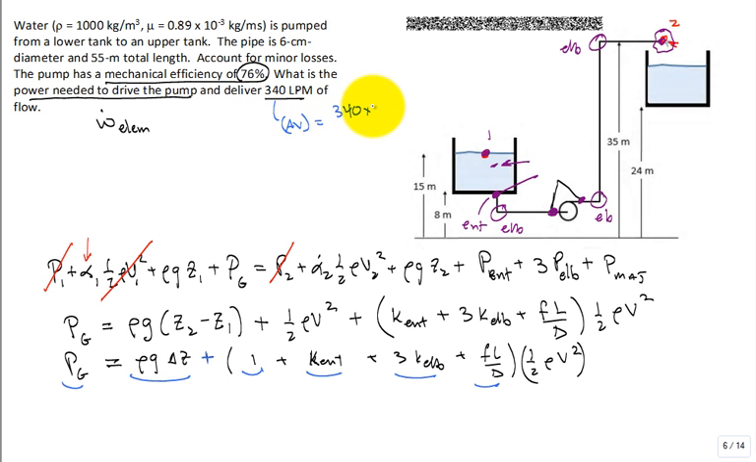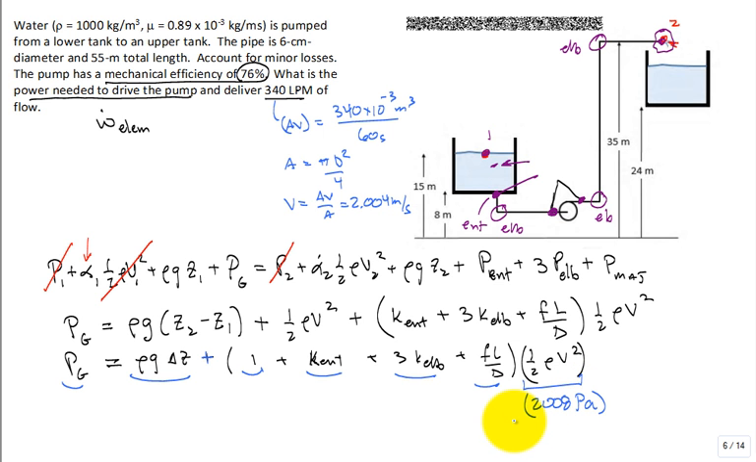340 times 10 to the minus 3 meters cubed per 60 seconds. They give you the area of pi d squared over 4. You're able to calculate the velocity as Q divided by A. It's right at 2.004 meters per second. You're able to calculate this velocity pressure right here. It's 2008 Pascal.